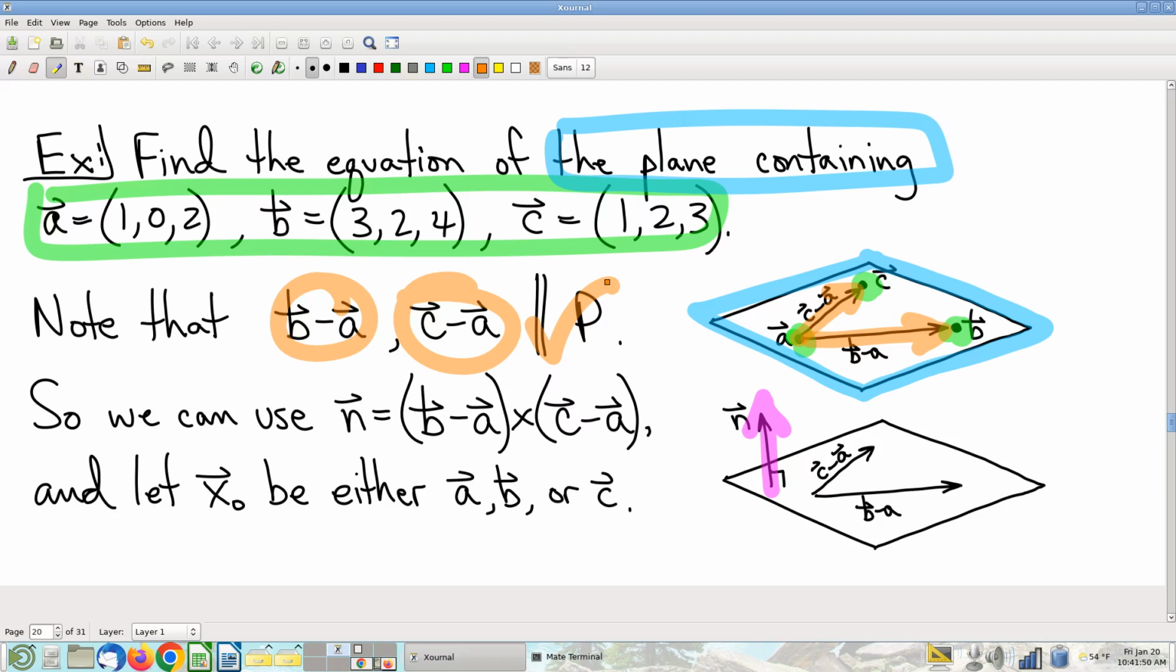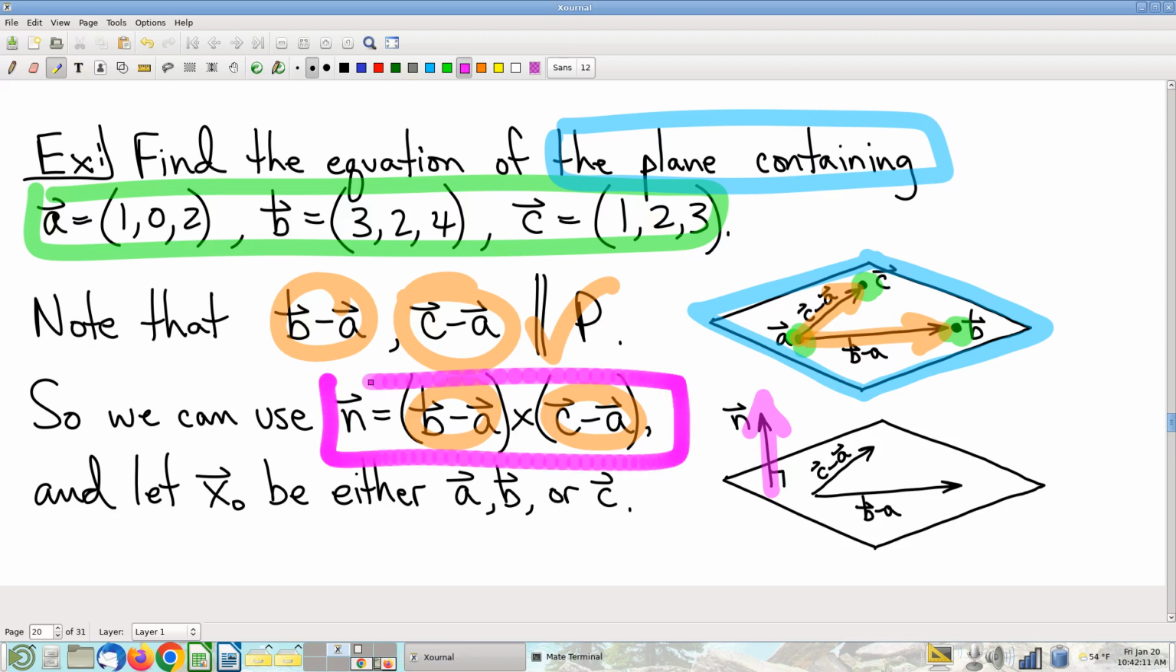Okay, so now let's remind ourselves, I've got 3 points in the plane. Can't use that immediately to find a normal vector. Now I have also 2 vectors parallel to the plane. Does having 2 vectors parallel to the plane help me find a normal vector? Why, yes, it does. I can take these parallel vectors and take their cross product. The cross product will be perpendicular to the plane.